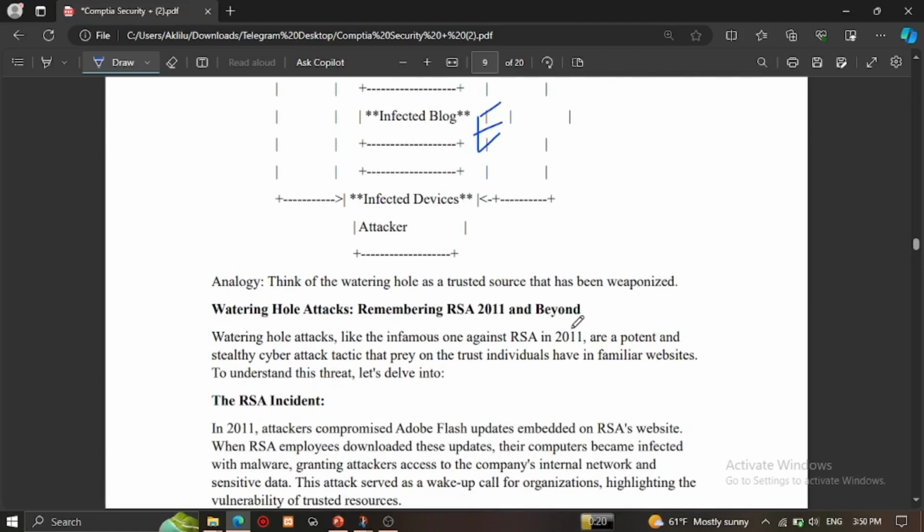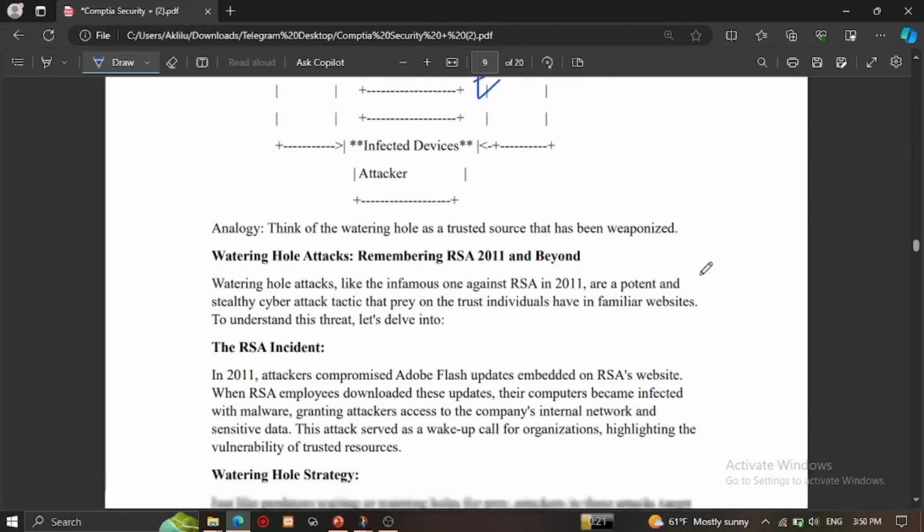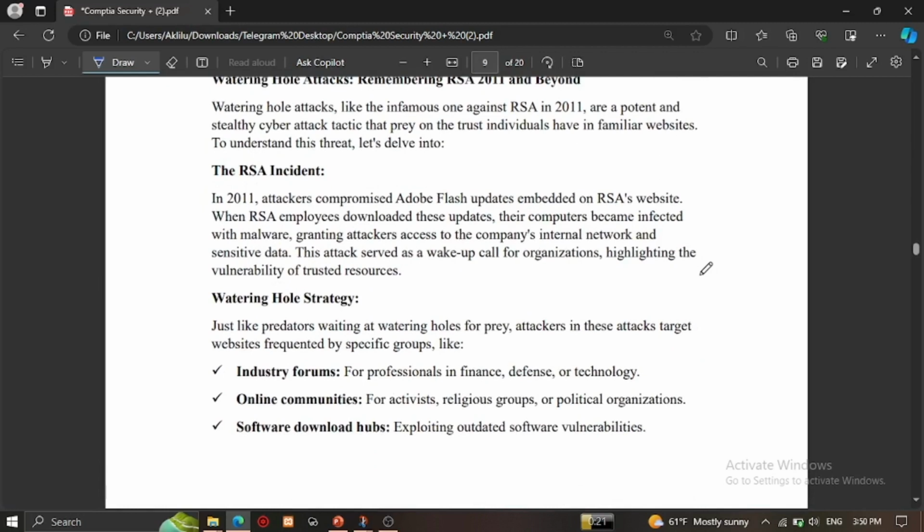A real world scenario, remembering RSA 2011 and beyond. In 2011, attacker compromised Adobe Flash updates embedded in RSA website. When RSA employee download this update, the computer become affected with malware, granting attacker access to company internal network and sensitive data. This attack served as wake-up call for organization, highlighting vulnerability of trusted resource.